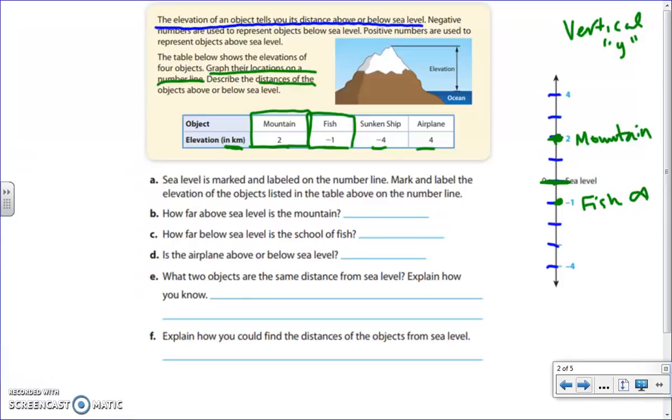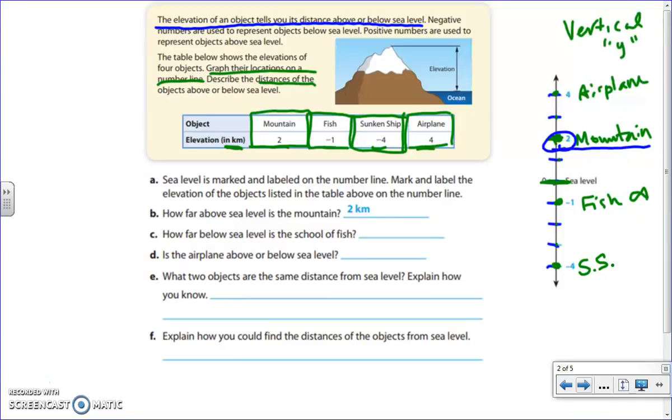Okay. And then we had the sunken ship way down low, 1, 2, 3, 4 kilometers below, sunken ship. And then we have the airplane, the other direction, 4 kilometers. 1, 2, 3, 4, airplane. All right, and so each of those will be represented according to its relationship from sea level. It says how far above sea level is the mountain. Well, it's 4 above sea level. Oh, sorry, 2. Sorry, Mr. Gillum misread that. 2 above sea level.